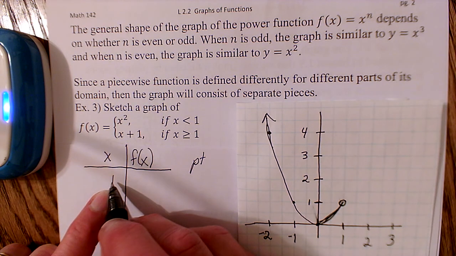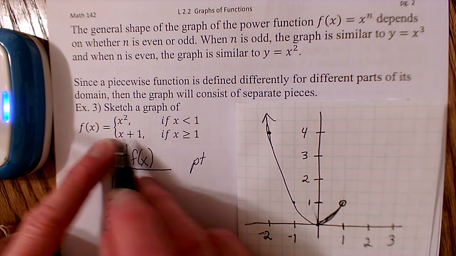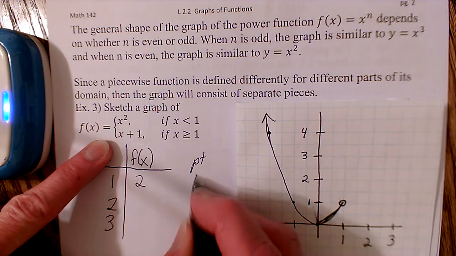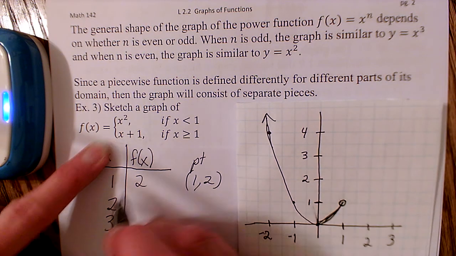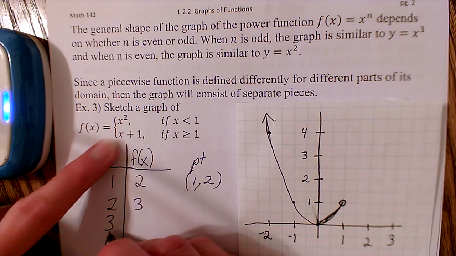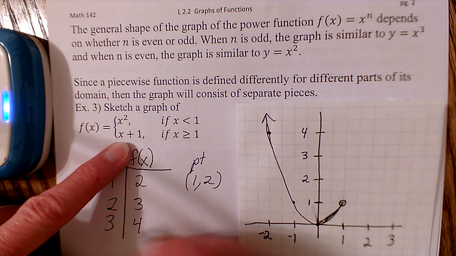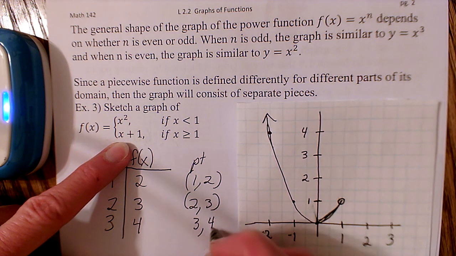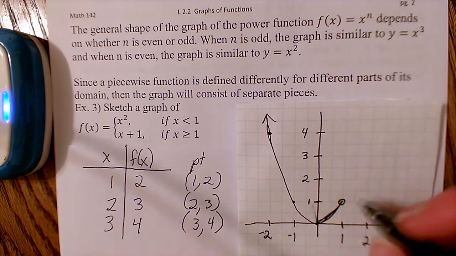So when we put 1 into this function, it's the bottom piece, x plus 1. We're going to have 1 plus 1 gives us 2, so there's the point 1, 2. Then we put in 2, and we get f of x is 3. When we put in 3, we get 4, so we've got 3 points now. That'll give us enough information to get this line started.